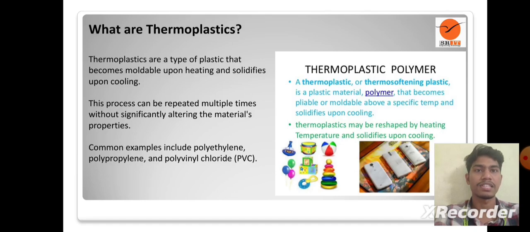What are thermoplastics? Thermoplastics are a type of plastic that becomes moldable upon heating and solidifies upon cooling. This process can be repeated multiple times without significantly altering the material's properties. The common examples include polyethylene, polypropylene, and polyvinyl chloride. Moving to next slide.